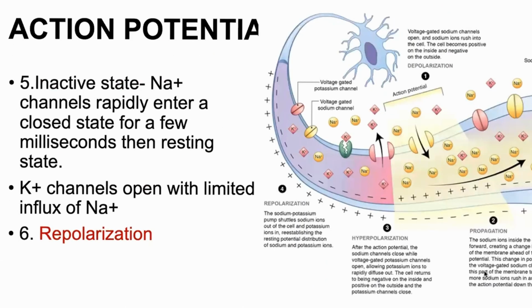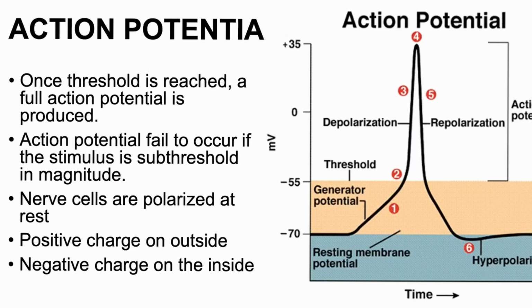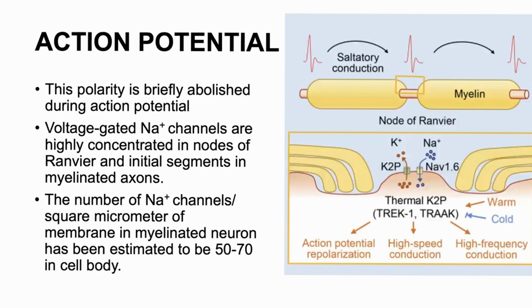That's just the important thing to remember for this. Once the threshold is reached, a full action potential is produced. Action potential fails to occur if the stimulus is sub-threshold in magnitude. Nerve cells are polarized at rest. Positive charges are on the outside, negative charges are on the inside. That's a lot of repetition for you. The polarity is briefly abolished during the action potential.